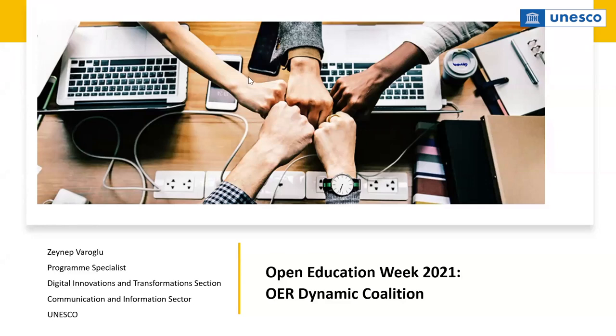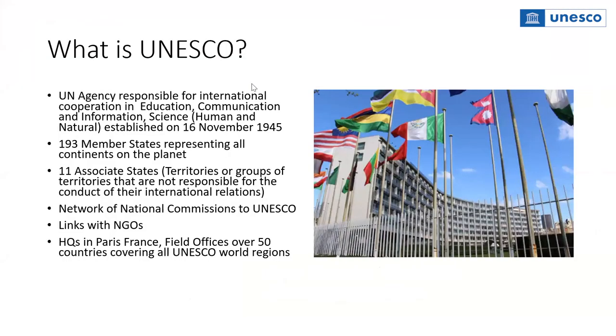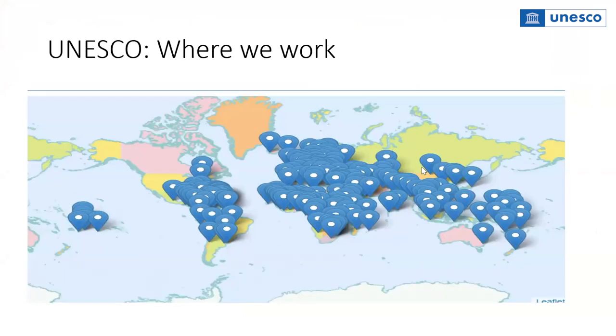So the OER Dynamic Coalition, what is it and what are we talking about? First of all, UNESCO is the UN organization, a specialized agency of the UN based in Paris with 193 member states and field offices in 50 countries. We work everywhere except Antarctica. We're all over the place and we work at a global level.